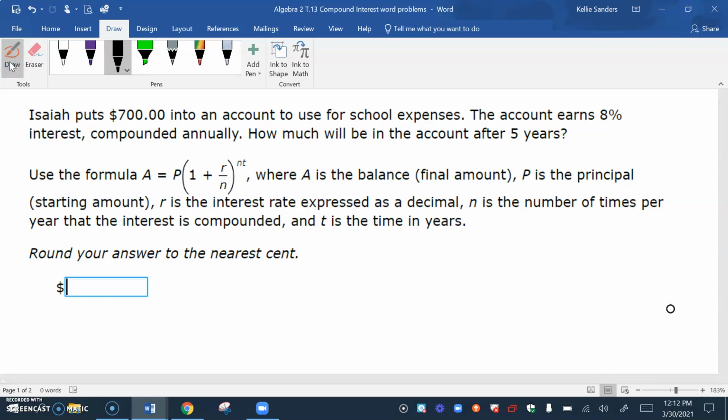All right, so Isaiah put $700 into an account to use for school expenses. The account earns 8% interest compounded annually. How much will be in the account after 5 years?